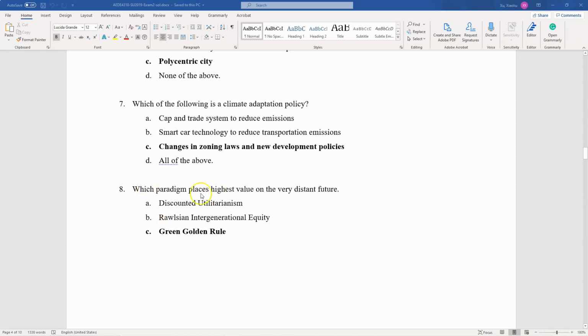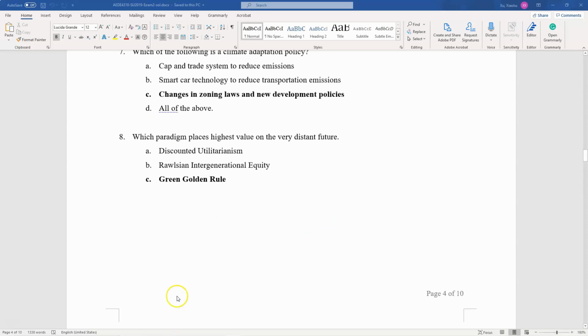And for question 8, which one places the highest value on the very distant future? The green-golden rule places the highest value on the future, and the first one places the value on the present. And B, Rawlsian intergenerational equity, we need to balance the equity, equalize the equity for each generation.